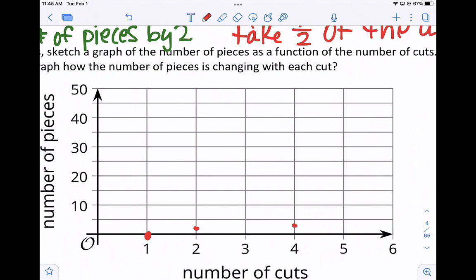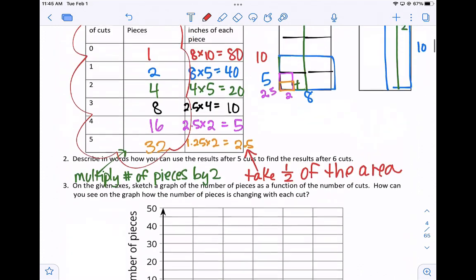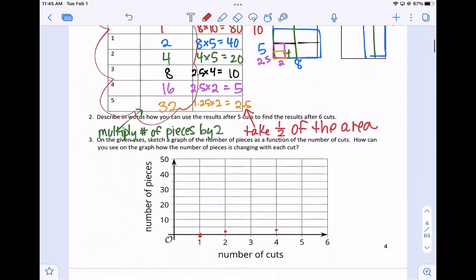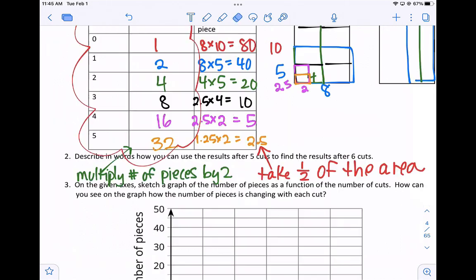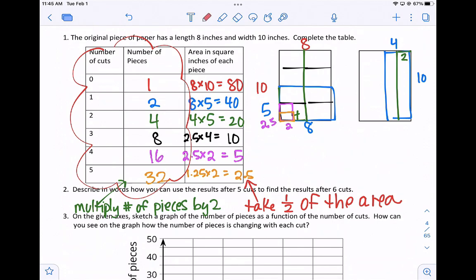I mean, going up a little bit. When there's 8 cuts, there's 3 pieces. Wait, am I doing this right? So number of cuts. Oh no, that was right. Sorry, I was wrong. I was graphing it the wrong way. So the table is in the right order. So number of cuts is on the bottom and number of pieces is here. Okay, so sorry. We'll do it again.